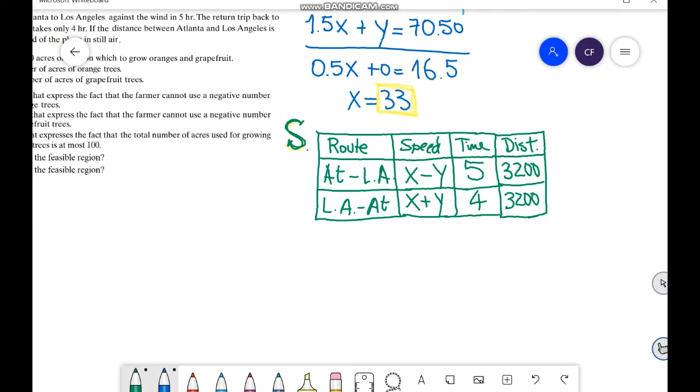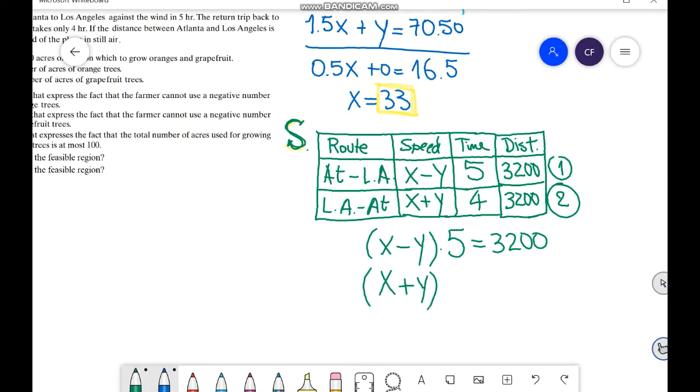After you fill out this table, we can find equation number 1, equation number 2. We can write down equation number 1, which is x minus y times the total time 5 equals 3,200, and x plus y times 4 equals the same distance, 3,200. So we have here equation number 1, equation number 2.